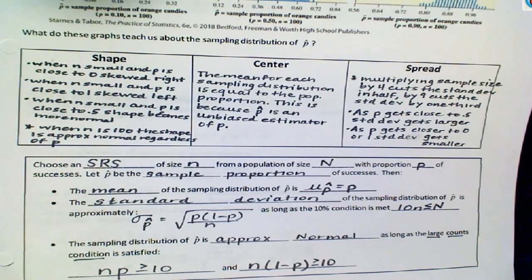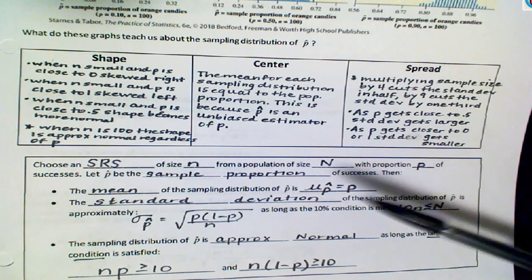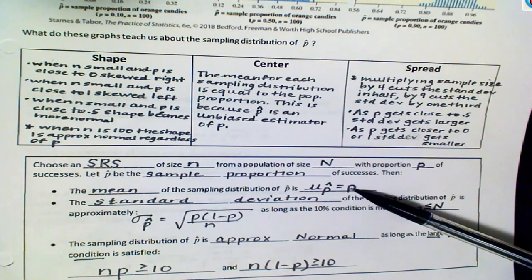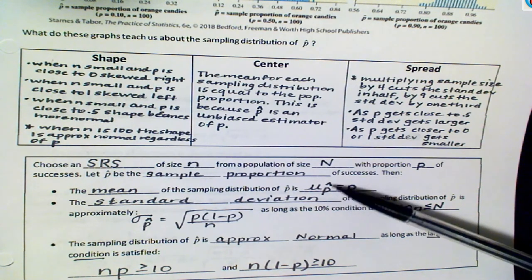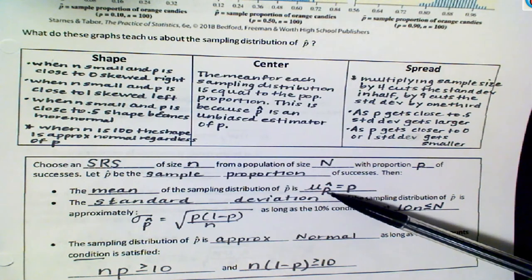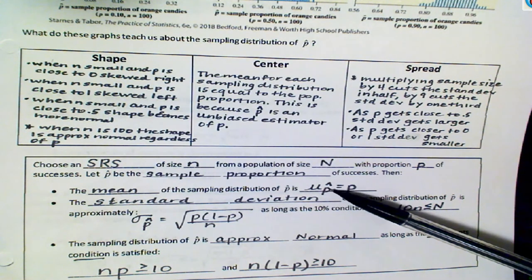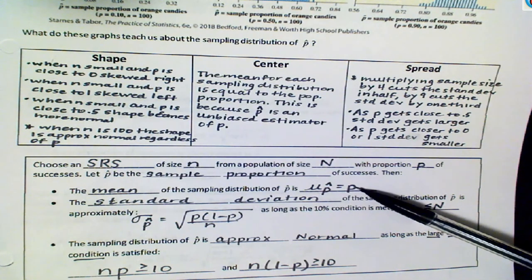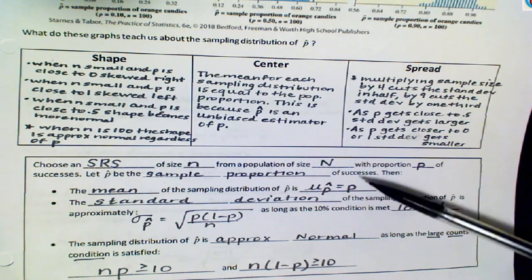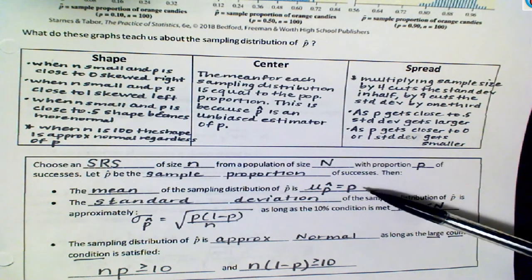Then when you go to find the mean of the sampling distribution of p hat, it's going to be equal to p. So if you do all your sampling and take the mean of your sample proportions, it's going to be equal to the true population proportion. The reason is that it is an unbiased estimator.